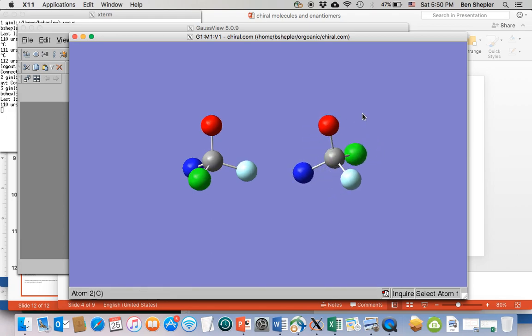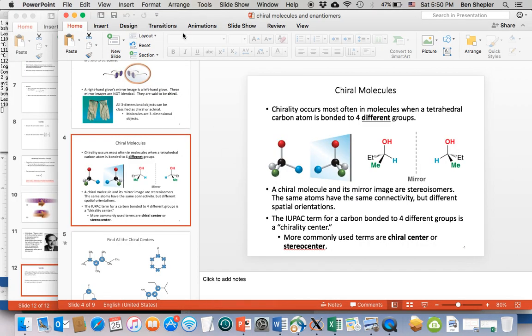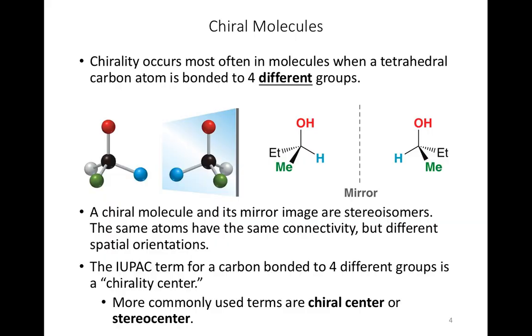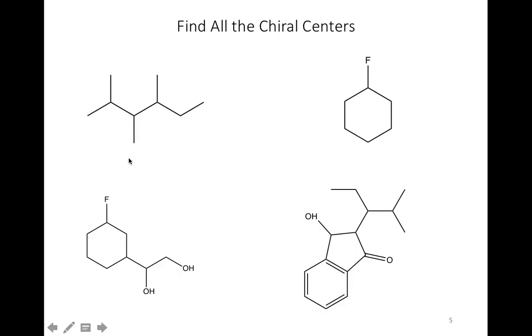And so while they're mirror images, they're not identical to each other. So we would say that this molecule is chiral. And this one is not identical to its mirror image, so it is chiral as well. And just a bit of terminology. The IUPAC term for carbon bonded to four different groups is called a chirality center. I think more commonly you'll hear the terms chiral center or stereocenter for a carbon that's connected to four different groups.